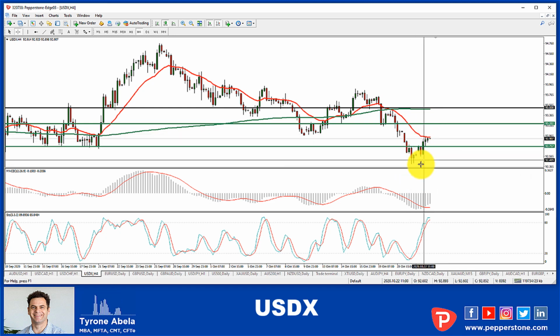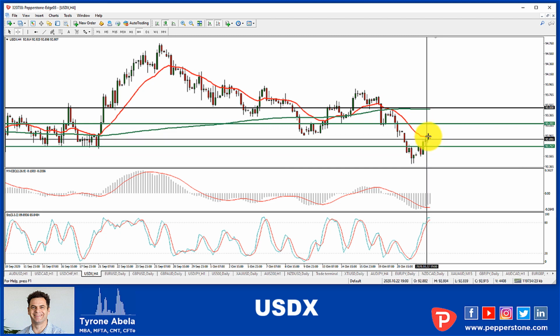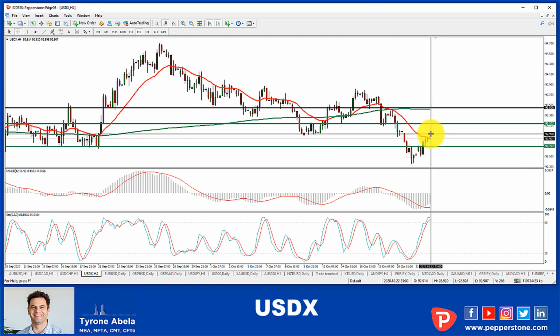And the dollar index is going to be one of those ones that does fluctuate with that. But we do need to see it close above the 20 if we're going to trade it in its own right, even without the news, before we look at potentially taking it long again.